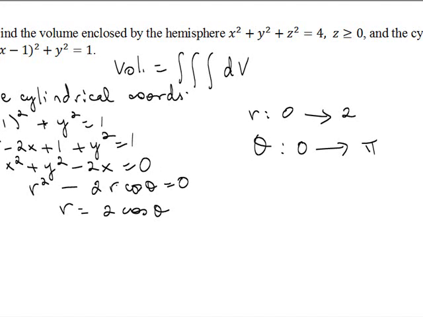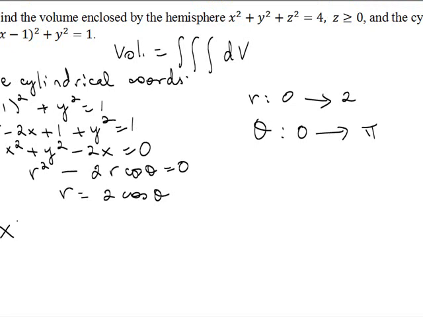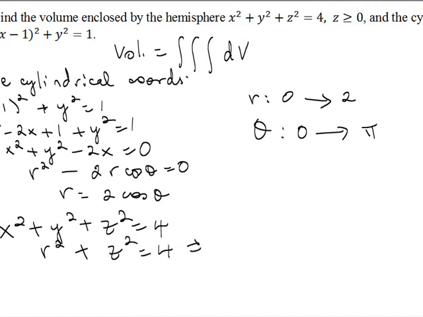Now we're ready for the z limit. So we know the lower limit for the z is going to be 0. Because they told you z is greater than or equal to 0. Now to find the z limit, therefore, we need to look at this hemisphere. Alright? Plus z squared equals 4. And we need to solve this for z. So r squared plus z squared equals 4. This implies that z squared is 4 minus r squared. And so z is equal to the square root of 4 minus r squared. Only the positive square root, of course.